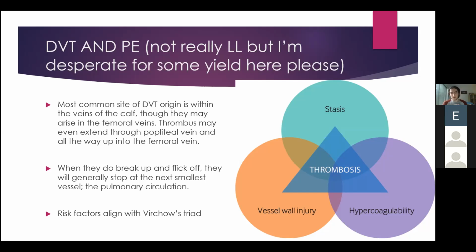So people post-surgery usually have vessel wall injury because they've had surgery. They usually have stasis because they're just lying in bed. And sometimes they do have hypercoagulability as well because they're in an inflammatory state after their surgery. Other things that increase your coagulability, cancers are a big one. So people with cancer will need more drugs to stop them getting clots. There are blood disorders that give you hypercoagulable states.